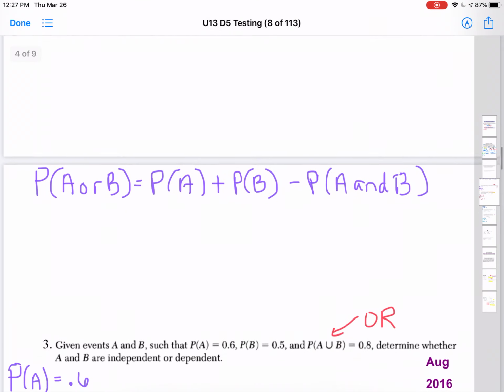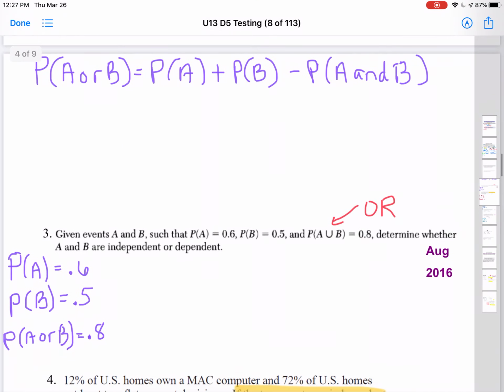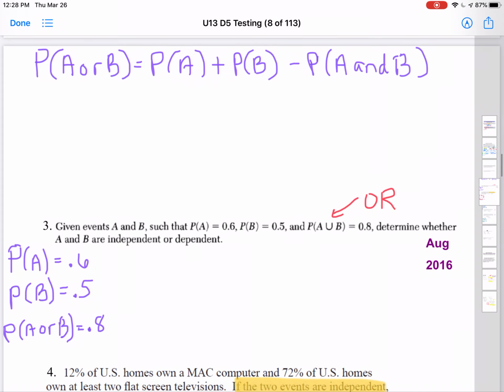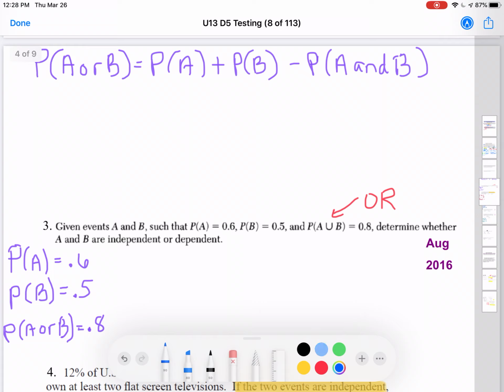All right, we're going to skip 2. And we're going to go on to 3 because I don't want to do 10,000 questions with you. Now, I started to write some stuff in just to save some time and try to write a little neater for you. Okay, so let's read what number 3 says. Given events A and B such that the probability of A is 0.6, probability of B is 0.5, and then I'm reminding you from day 1, the probability of A union B.